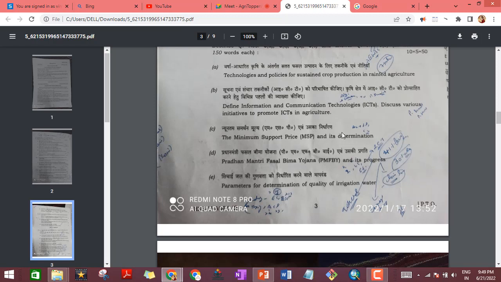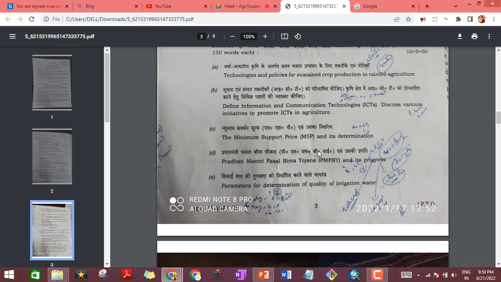and the MSP and its determination. Like you can use the names of organizations, like even the name of Ashok Gulati and others, in the conclusion you can write. And definitely you can write about the Ashok Dalwai committee reports, how they are different.